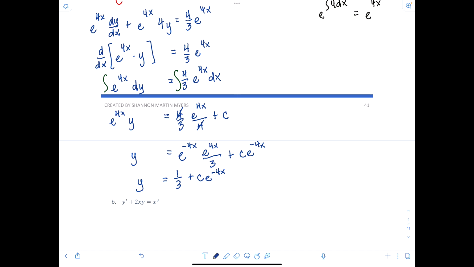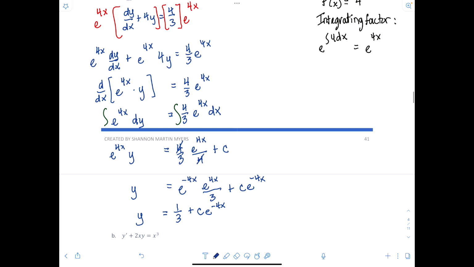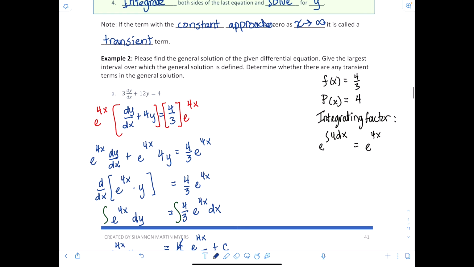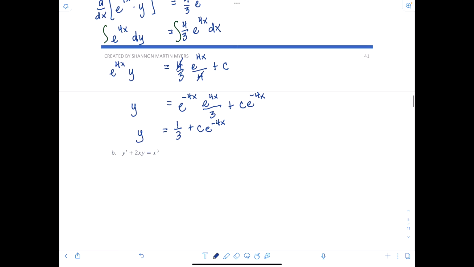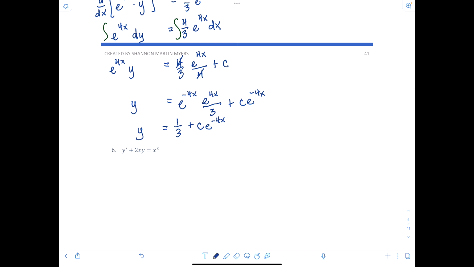Now, let's identify that transient term, right? So remember, if the term with the constant approaches 0 as x approaches infinity, it's called transient. So as x approaches infinity, this will indeed zero out, the ce to the negative 4x, because of the negative in the exponent. So let's do this. Ce to the negative 4x is a transient term.